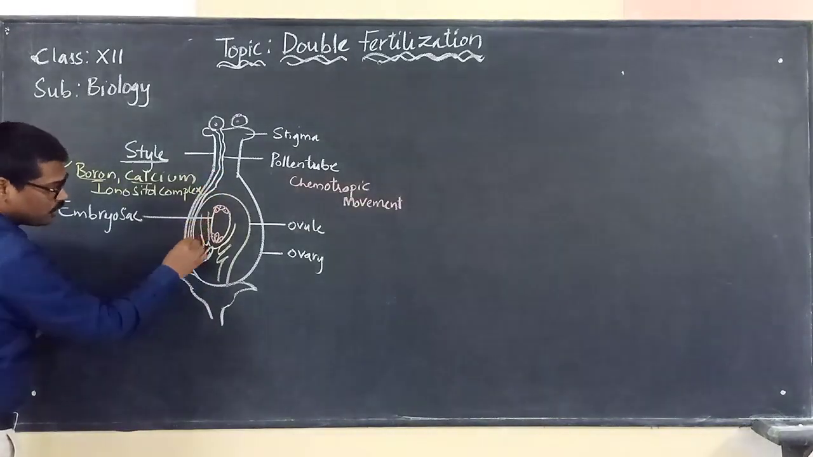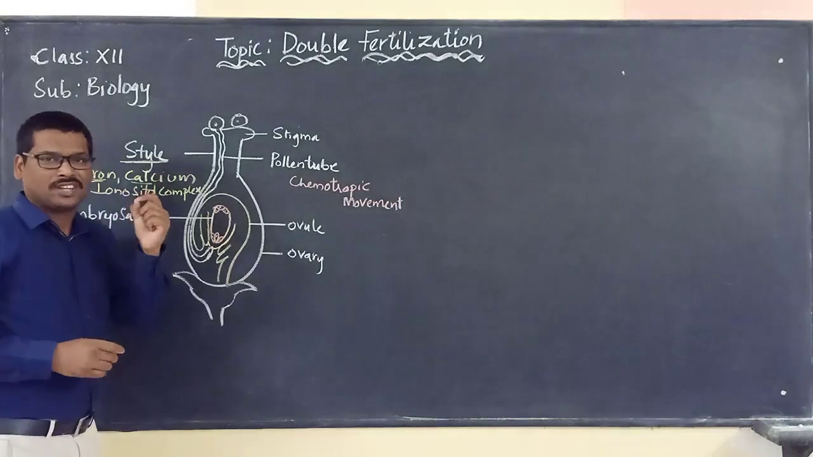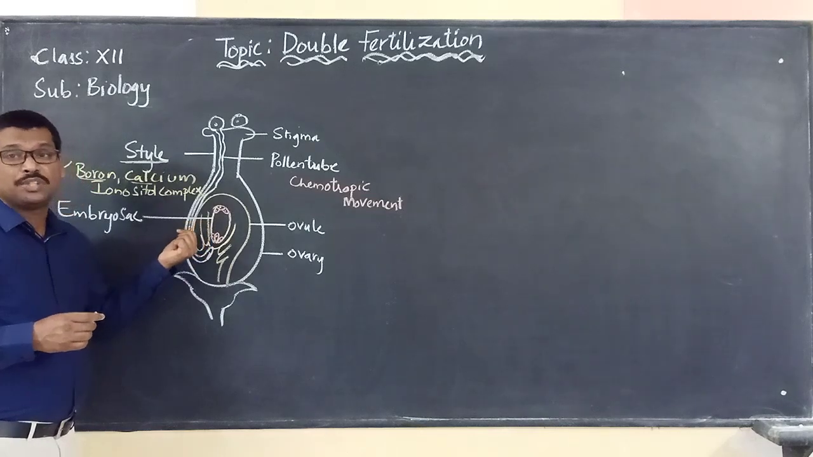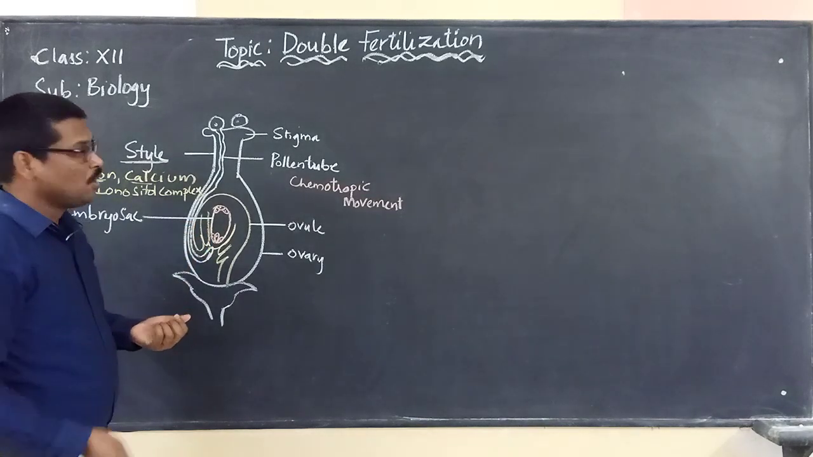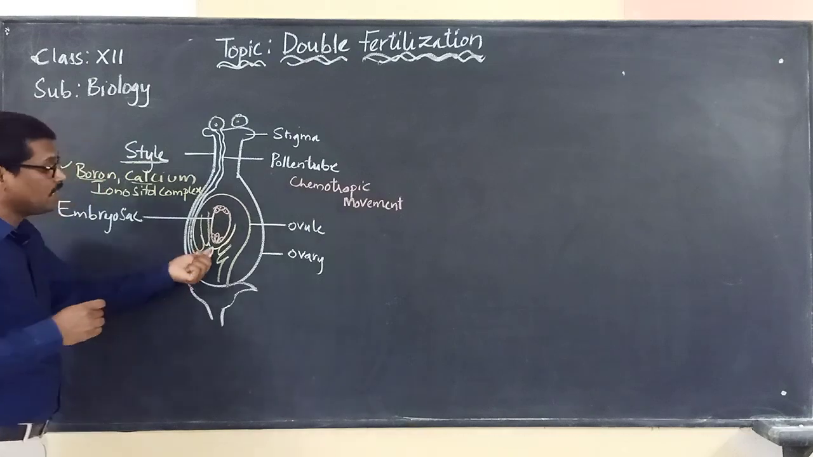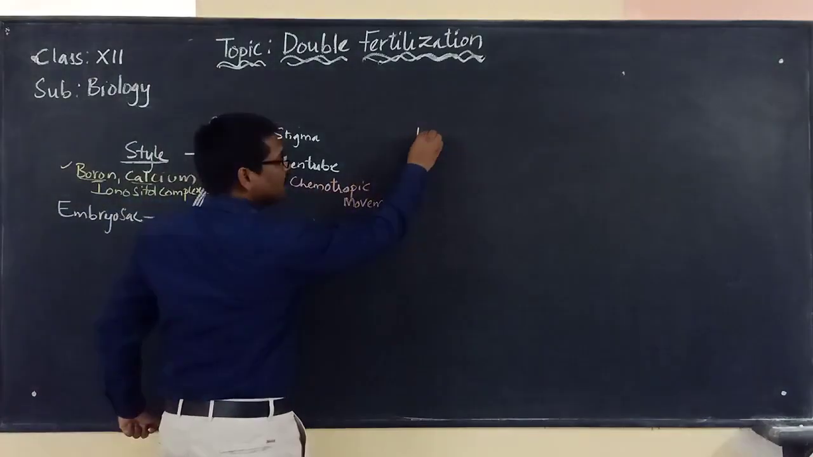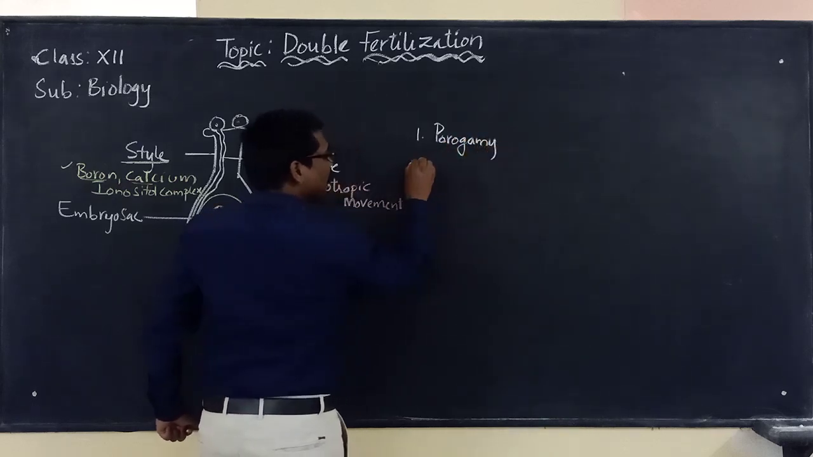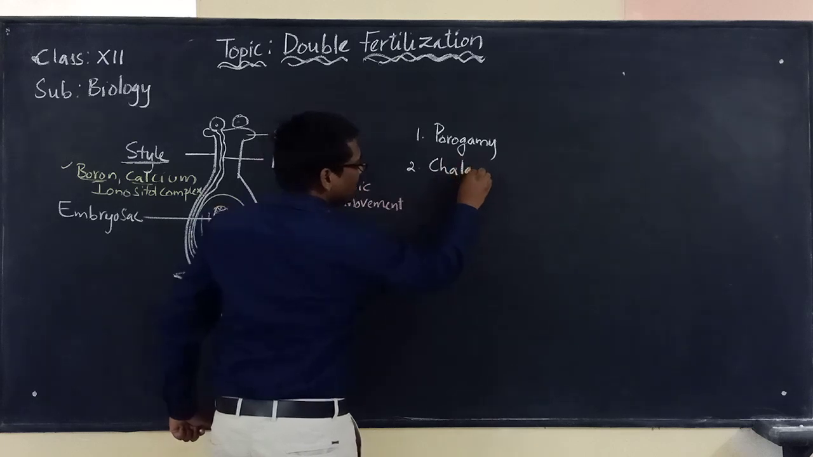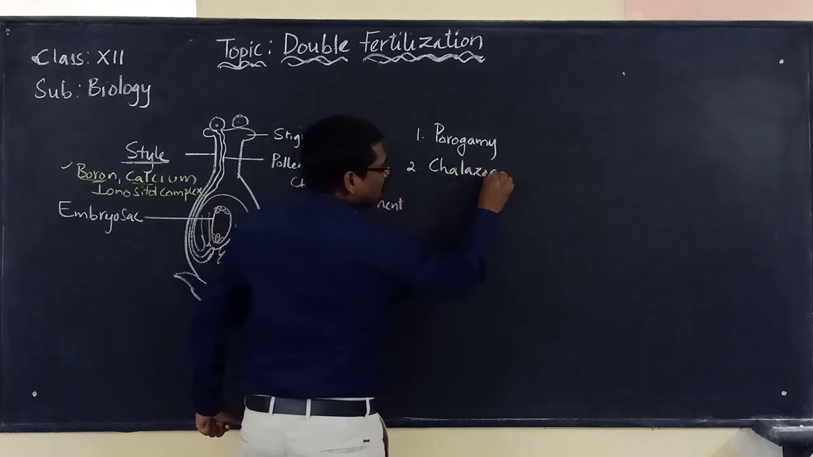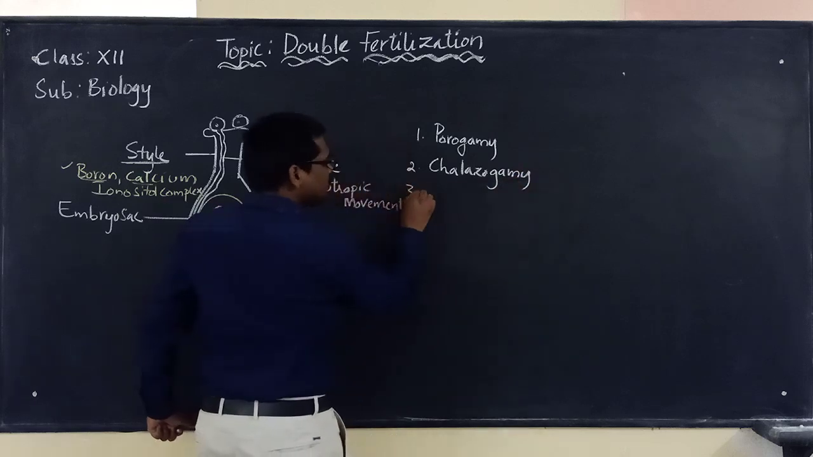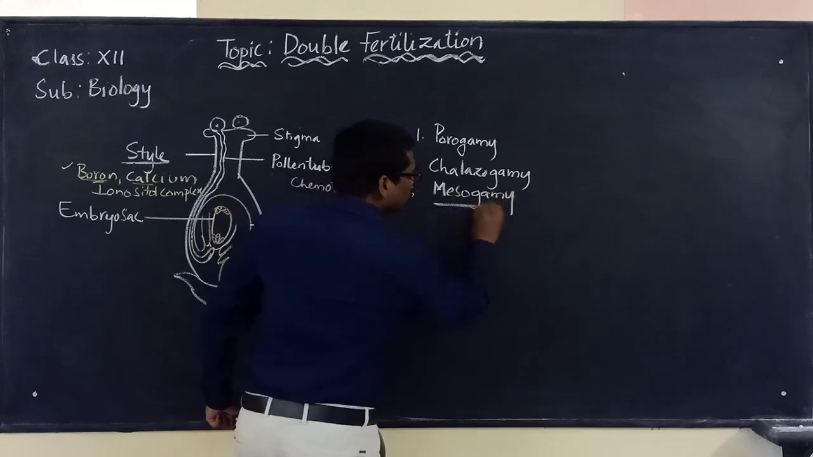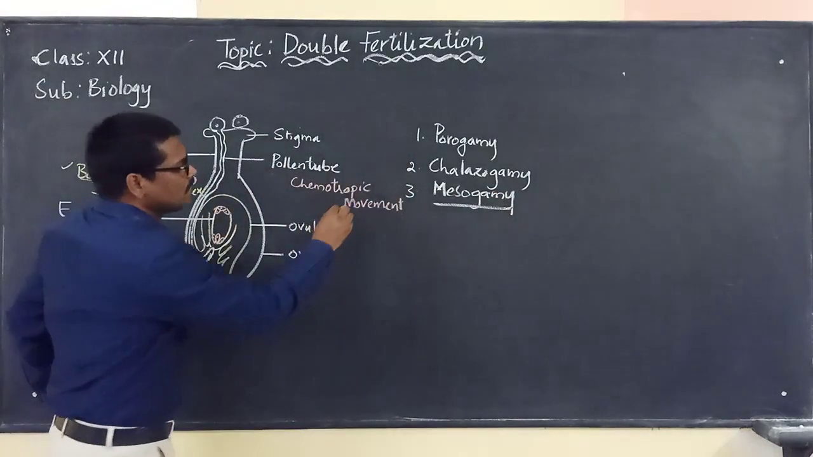Slowly the pollen tube will be moving, and as we already discussed when talking about pollen-pistil interaction, this pollen tube will be entering into the ovule in three ways. What are those three ways? The first one is porogamy, the second one is chalazogamy, and the third one is mesogamy.